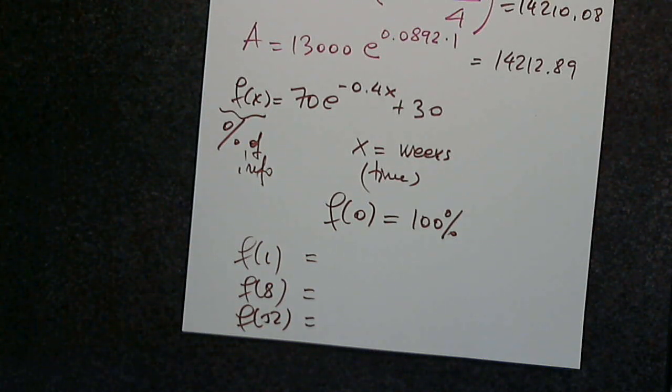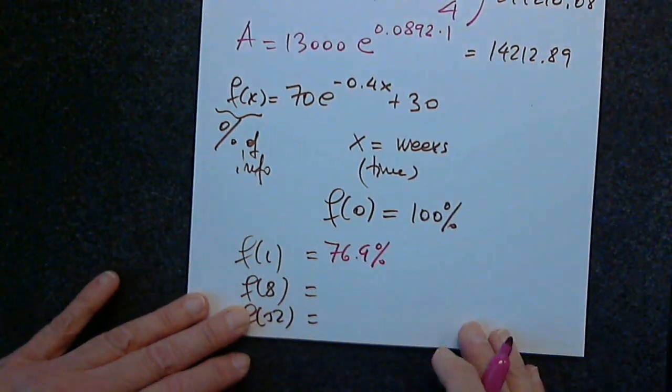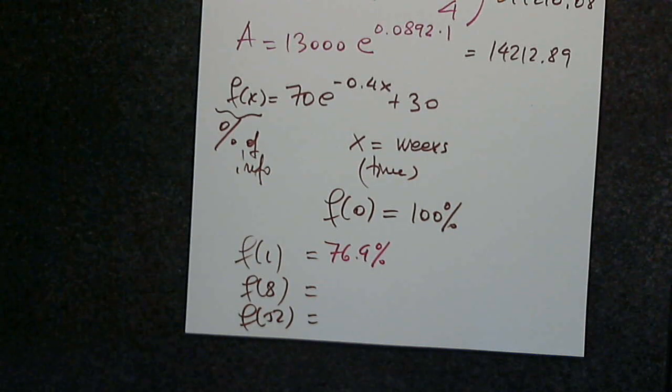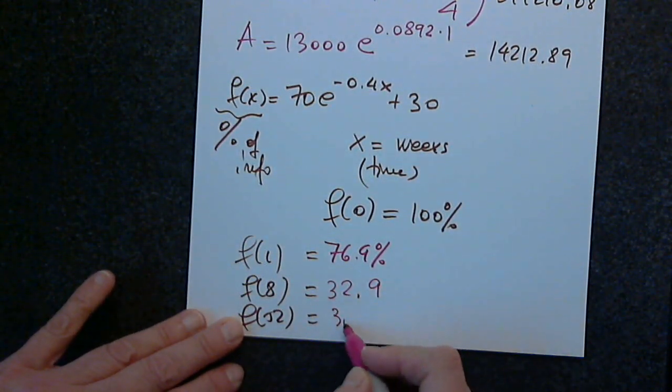And these are the percentages. So f of 1 is 76.9%. Just make sure that you put in the numbers as they want it. Let me see what they want. Round to 1 decimal place. Okay, got it. So 76.9, 32.9, and 30%.